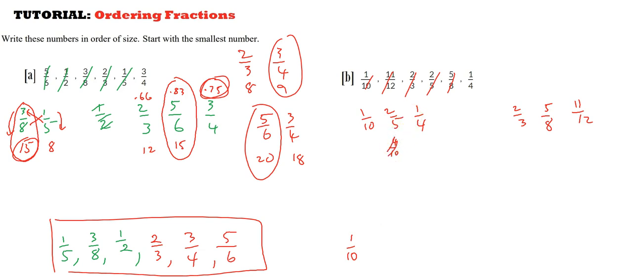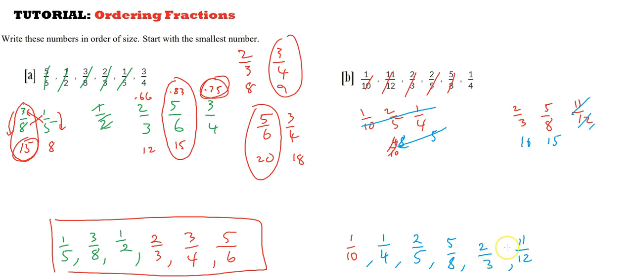And just have a quick battle between 2/5 and 1/4. So that's going to be 8, it's going to be 5. So 1/4 comes next, and 2/5 is bigger than 1/4. Okay, so that's all those guys done. Definitely 11/12 is going to be our largest fraction. It's nearly a whole. It's a battle between these guys, so 16, 15. So definitely 5/8 is next, and 2/3 will be next.